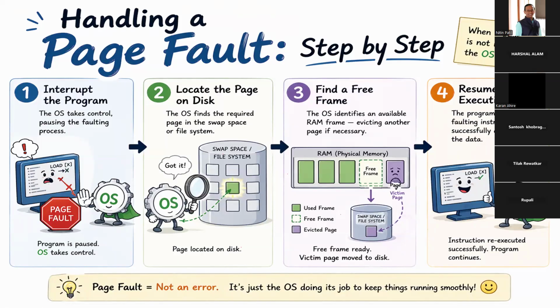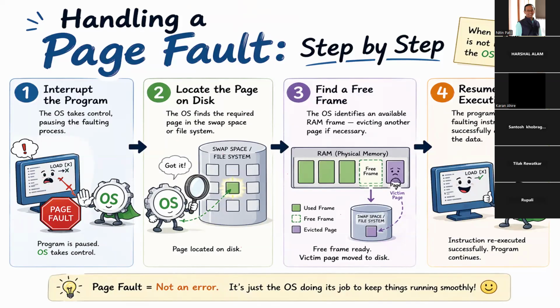Now that we understand what a page fault is, let us go deeper and see exactly how the system handles it step by step. Because this is where your operating system truly shows its intelligence. So first, it sends an interrupt to the program. The moment a page fault occurs, the current program is paused immediately. Control is transferred to the operating system. Think of it like you are reading. Suddenly you realize that the page you need isn't on your desk. You pause and call the librarian.